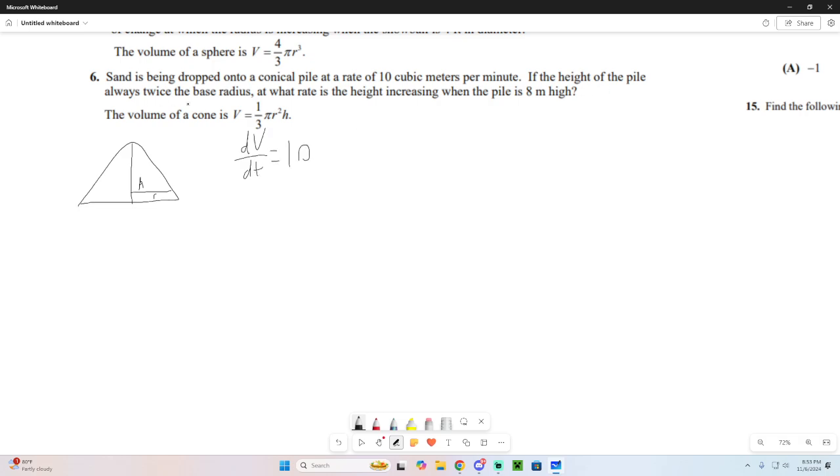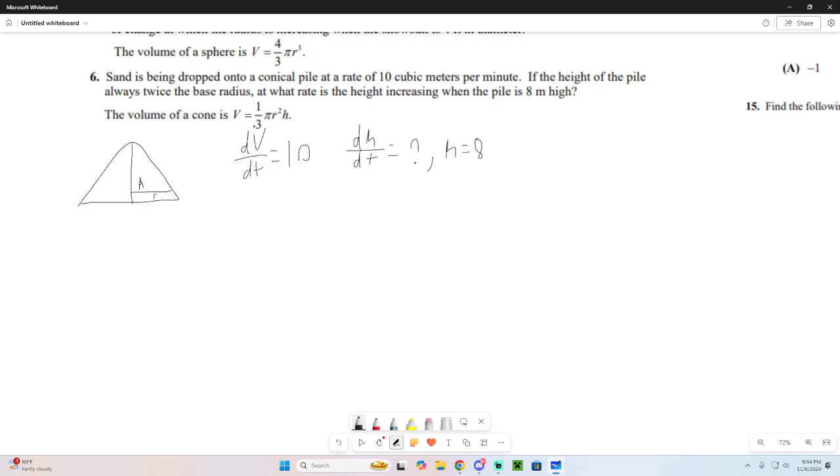If the height of the pile is always twice the base radius, at what rate is the height increasing when the pile is 8 meters high? So we're trying to find the rate of the height, so dh over dt. dh over dt, I'm going to say that's equal to question mark. And we're trying to find that when the pile is 8 meters high, so when h is equal to 8.